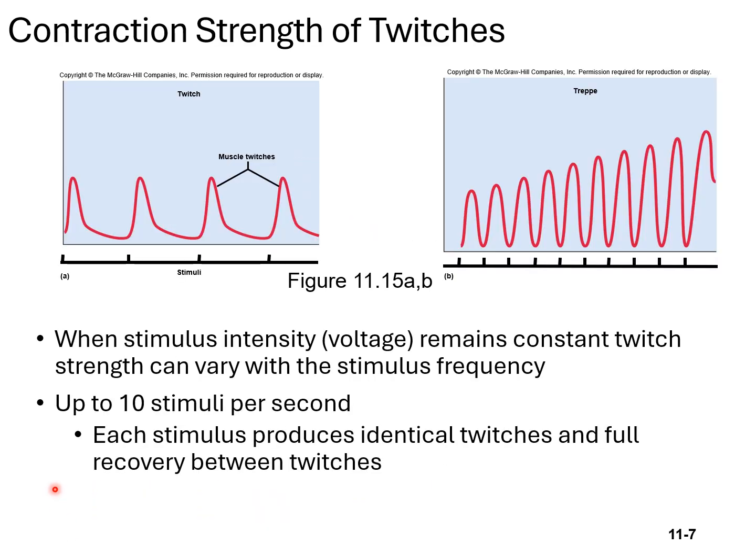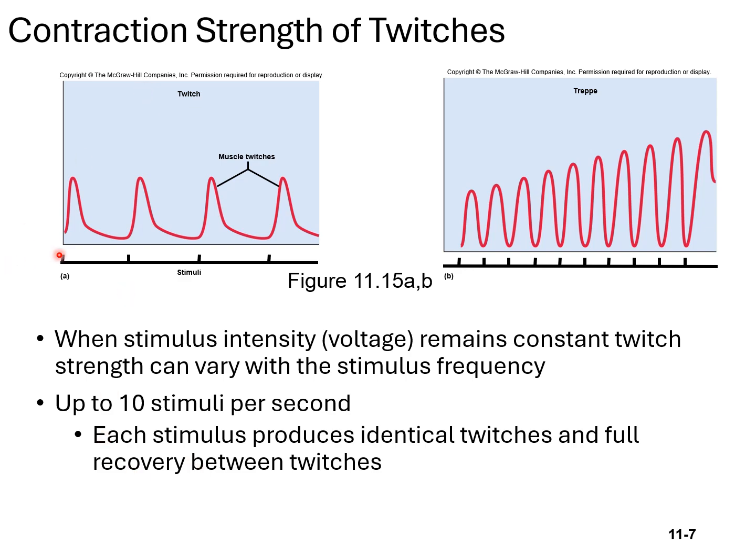There's more. And then you can have contraction strength of twitches. So you can have a twitch, where the stimulus is going to happen every few milliseconds, or it can be a treppe. So let's look at these two phenomena. When stimulus intensity (voltage) remains constant, twitch strength may vary with the stimulus frequency. So there's a muscle twitch, muscle twitch, muscle twitch, muscle twitch, up to 10 stimuli per second. And each stimulus produces identical twitches and full recovery between twitches.